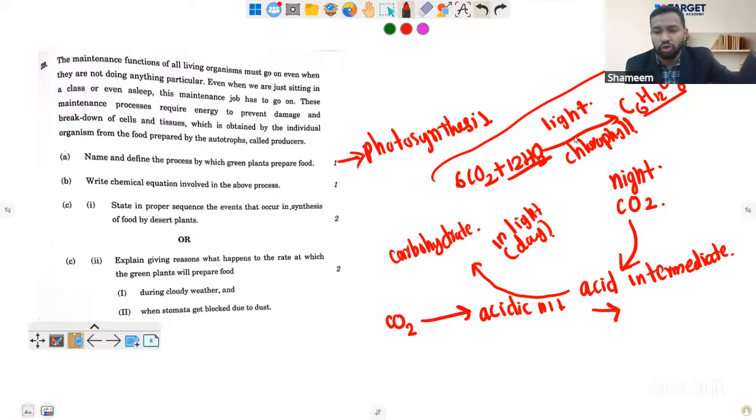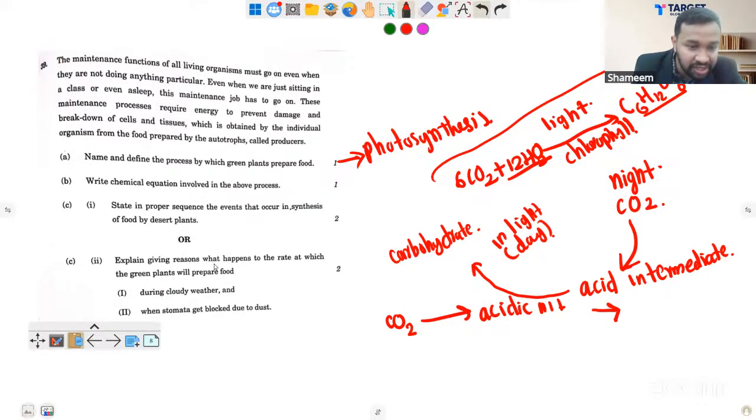You just remember this. You also mention that this acidic intermediate is formed in desert plants. The remaining you can write same as photosynthesis, but remember initially the carbon dioxide is converted into an acidic intermediate. Okay, the fourth question you can check.